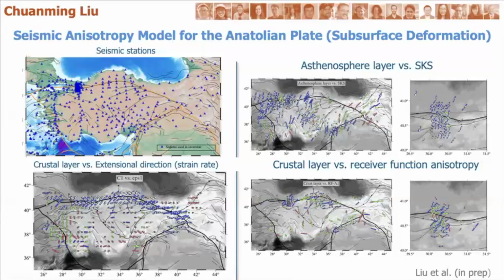Nice talk. I'm wondering, how did you measure the anisotropy based on the 3D wave velocity model? Are you assuming that the wave velocity is fixed, or are you perturbing both the velocity and the anisotropy simultaneously?